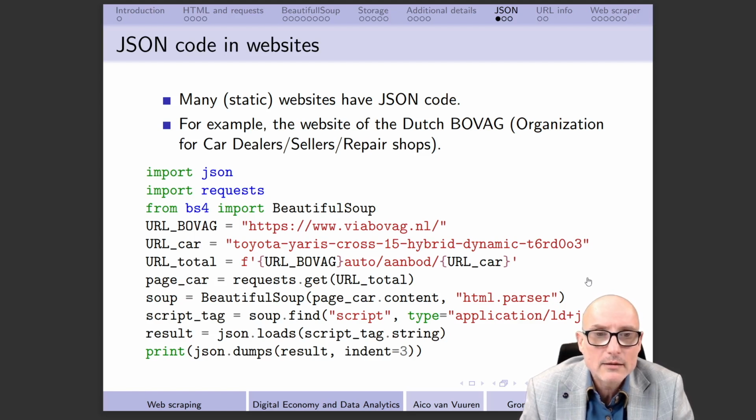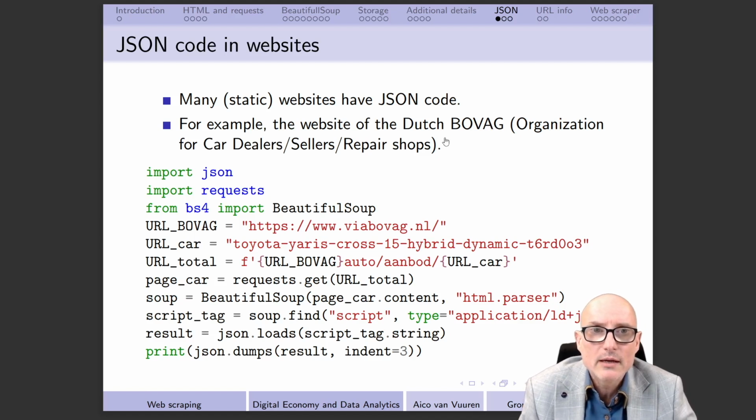Let's, in that sense, look at a particular example. We're going to look here at a website from the Dutch so-called BOVAG. That's an organization, and people from the Netherlands might already recognize this acronym, because that's an organization for car dealers, sellers, and repair shops. Because this is a Dutch acronym, I will pronounce it also in Dutch, and I will refer to it as BOVAG.